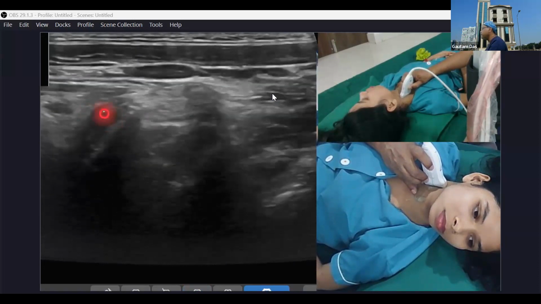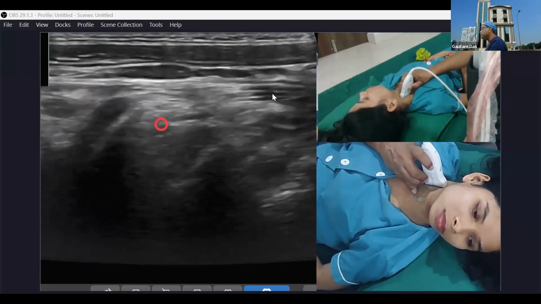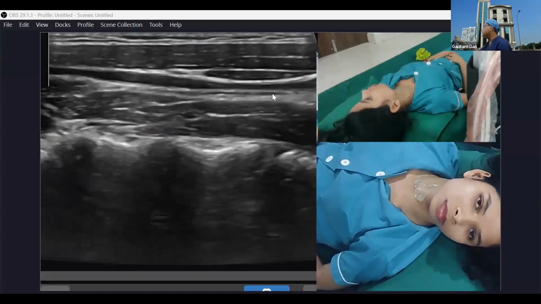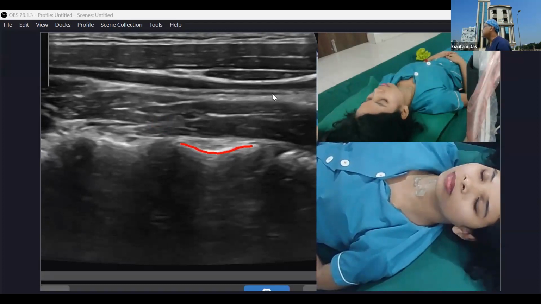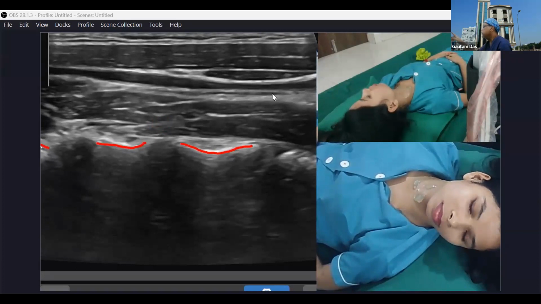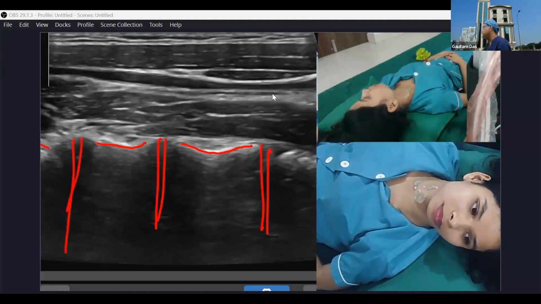Now, if I'm going more medially, you see what is coming here. So I'm freezing it here. So let me draw. This was your C6 vertebral body, anterior vertebral body. This was your C5. This was your C4. So this is your C6, 7 disc. This is your C5, 6 disc. This is your C4, 5 disc. So this is one of the options. This is one of the ways in the cervical area you can think of doing a discography or disc procedure under ultrasound guidance also.